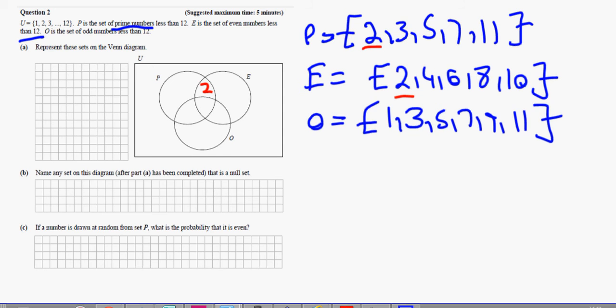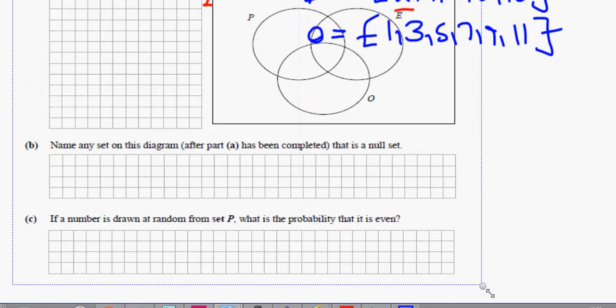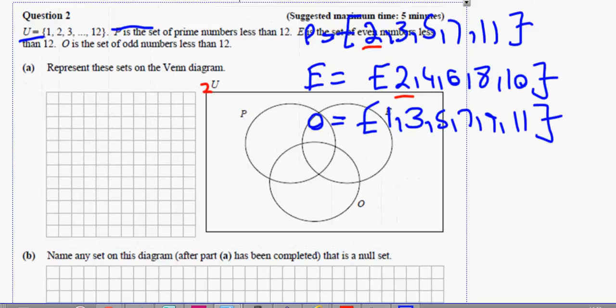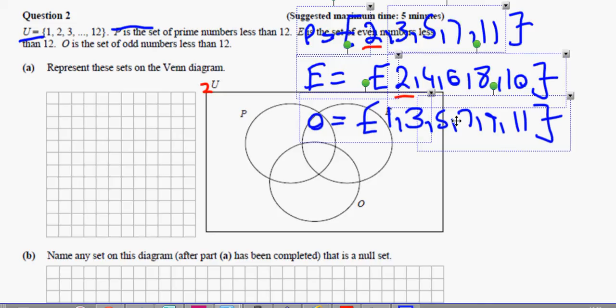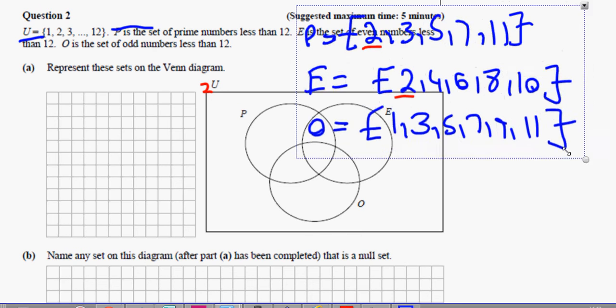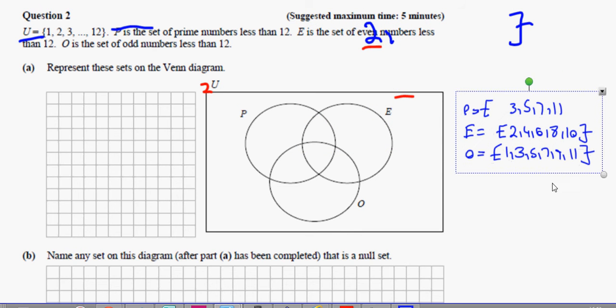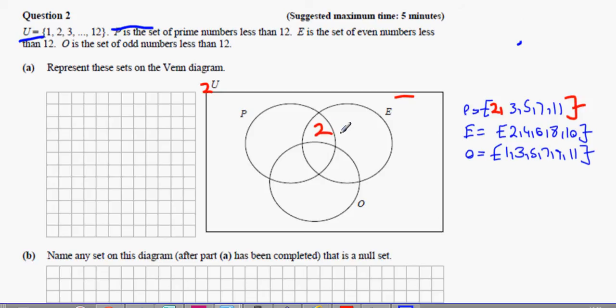We'll just make this slightly bigger. Okay, so that's it there. Just leaving out the number 2. Okay, so the number 2 goes here. Okay, next one is, what do P and E have in common? Just the number 2. Number 2 is now gone.